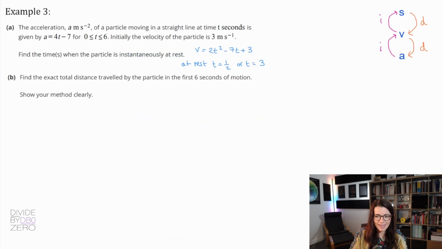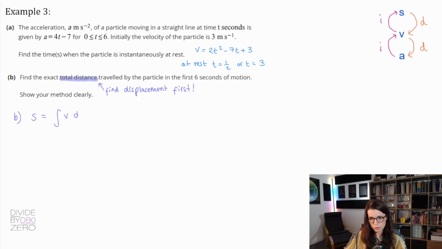B. Find the exact total distance traveled by the particle in the first 6 seconds of motion. Show your method clearly. Now, it's talking about total distance, but in order to work that out, we need to find the displacement first. So to find displacement using SUVAT means we've got to integrate v. So let's do that. s is the integral of v with respect to time.